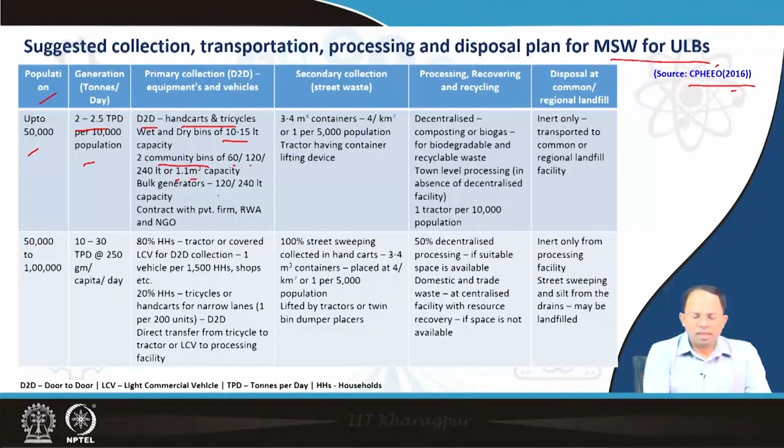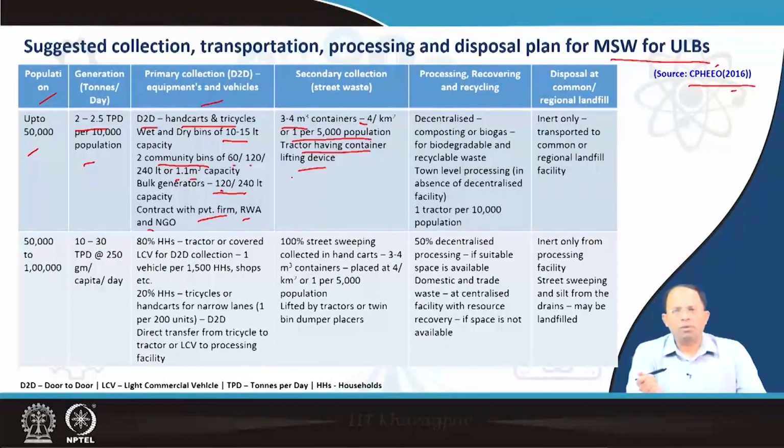Bulk generators' bin capacity should be 120 to 240 liters, and the contract will be given to private firms, resident welfare associations or NGOs. Similarly for secondary collection, this is for primary collection. For secondary collection, 3 to 4 meter cube containers, 4 per square kilometer, that is, for every square kilometer there are 4 such containers, or 1 per 5,000 population. And tractors having container lifting devices could also be utilized.